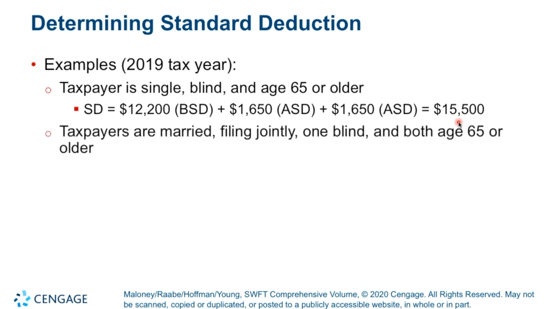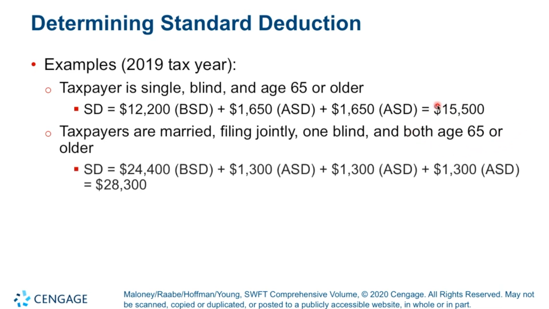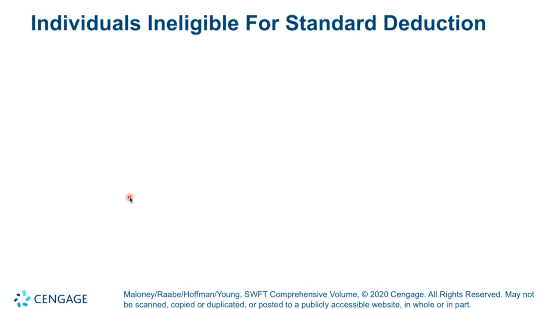So now if we look at taxpayers who are married, filing jointly, one blind, both age 65 or older. In this case, we start with the base amount, $24,400 for a married couple. Then we're going to add in, if we look at that table, since one is blind, because they're married, the amount's $1,300, not $1,650. So we have $1,300 for blind, $1,300 for over 65, $1,300 for the other spouse being over 65. So $28,300 total.